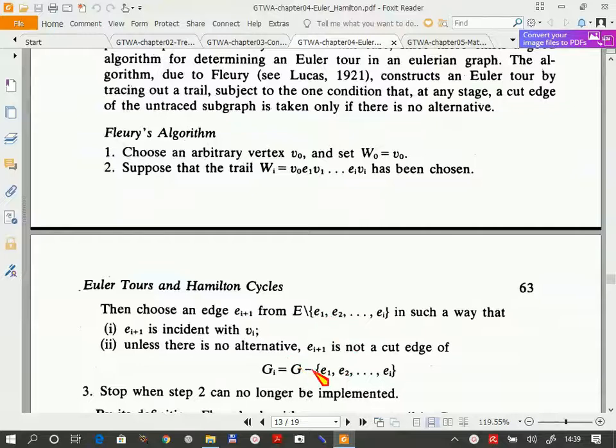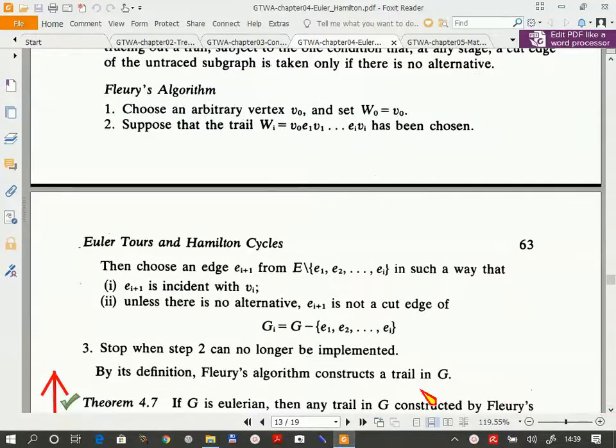the edge you choose must not be a cut-edge of what? Of the graph that you obtain by deleting the edges already taken. Okay? But you might be in the condition that it's a cut edge anyway, and if it is the only possibility for an edge starting from Vi, then you still take it. And then you stop when step 2 can no longer be implemented. Okay? And what you get is a trail.